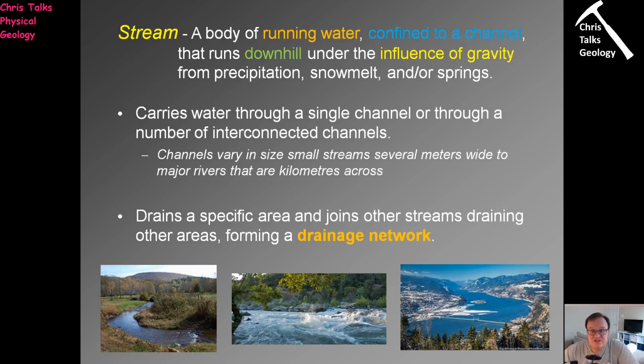We can have small streams several meters wide to major rivers that are kilometers across. If you've ever seen the Mississippi River, you will know just how big rivers can get. A river will drain a very specific area of the Earth's surface, and it will join other smaller rivers to form what is referred to as a drainage network. Typically, you'll have an area of the Earth's surface with several small rivers, and over time those small rivers will coalesce to form one large river. So it gives a pattern something like a tree.